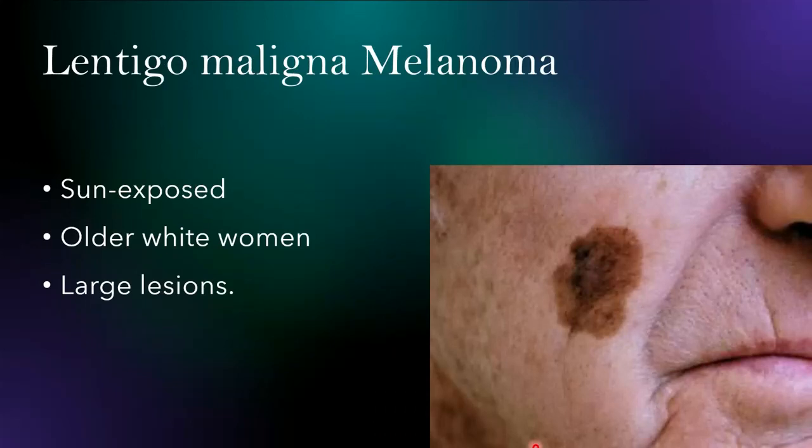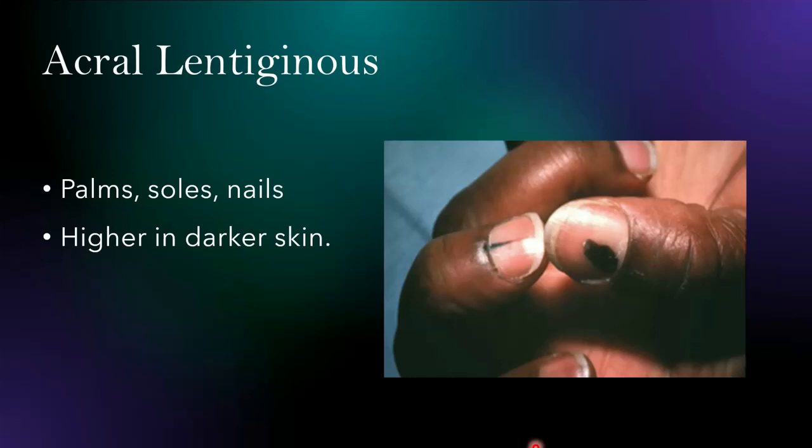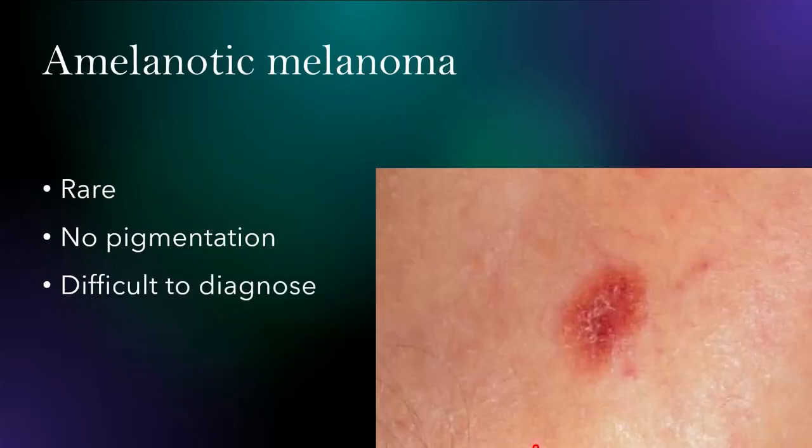Lentigo maligna melanoma. They are seen in sun-exposed older white women and they generally present as larger lesions. Acral lentiginous melanoma. They are seen in darker skin patients, more commonly in the acral areas, in the distalmost areas, in the palms, soles and nails. Amelanotic melanoma. In amelanotic melanoma, there is no pigmentation. It is difficult to diagnose. Fortunately, it is rare.